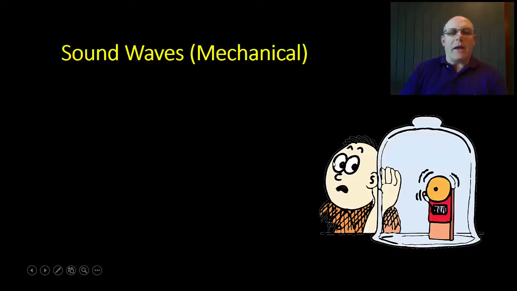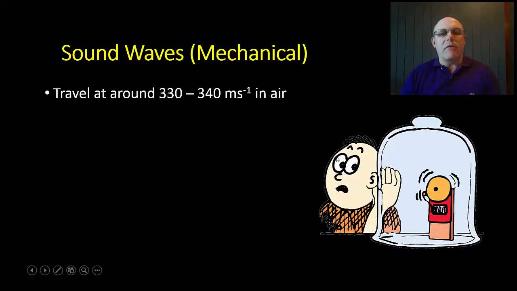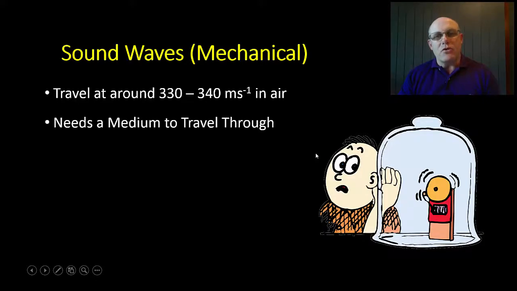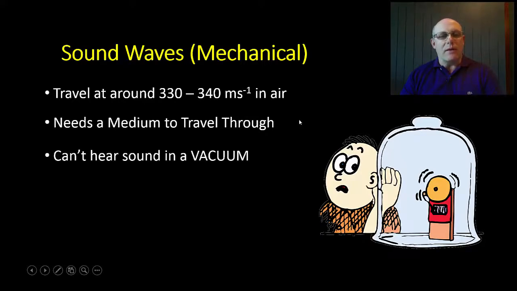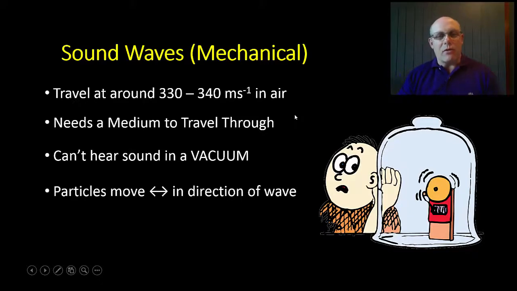Sound waves, the mechanical waves, travel about 340 meters per second, depending on the air temperature and the density of the air. They need a medium to travel through. They'll travel faster through a more dense medium than a less dense medium. So a sound wave will travel much quicker through water than through air, and through a metal they'll travel quite quickly. You can't hear a sound wave in a vacuum. Obviously they need a medium to travel through.